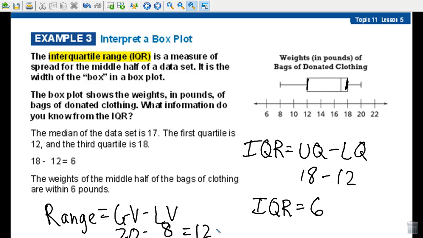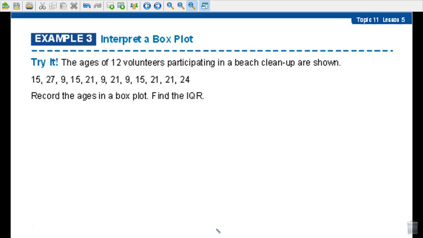Let's look at this. Try it. So, the ages of 12 volunteers participating in a beach cleanup are shown. Okay, so we don't really have to record the ages in a box plot. We can just find the IQR, okay? But ready, set, pause it. Okay. You should be back and ready to work. So we've got, let's put them in order first.